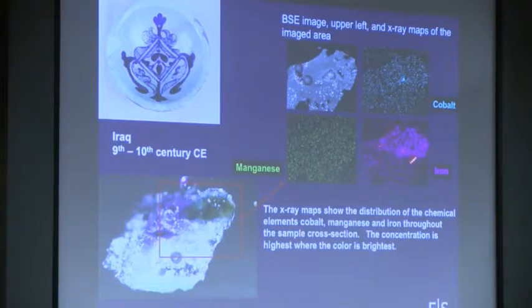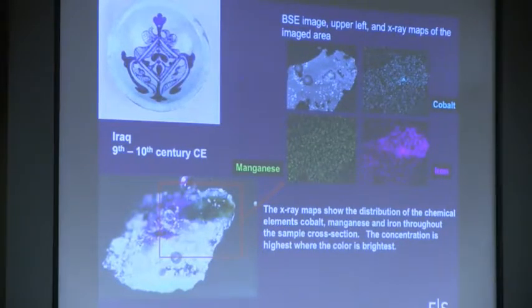And we were able to then map where the cobalt is, and it takes very little cobalt to make a blue glaze, like 0.5% or less. And then we found that the manganese goes throughout the whole sample. So obviously our ore source is an iron type of ore. So these are just sort of a couple of different types of applications of science in a museum.